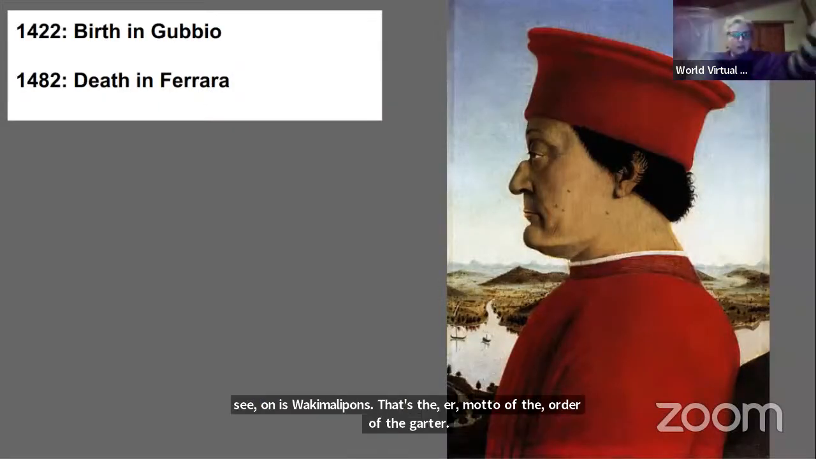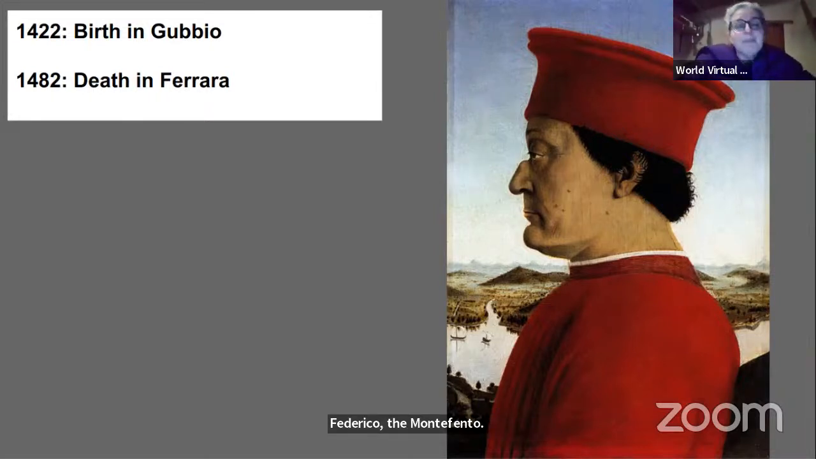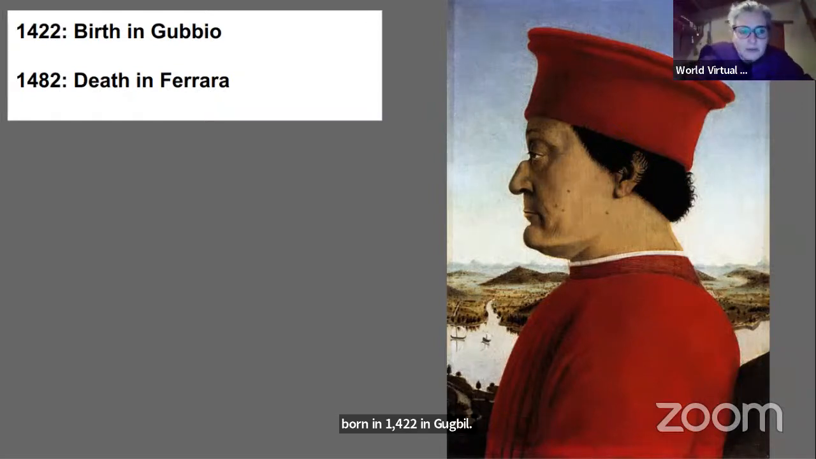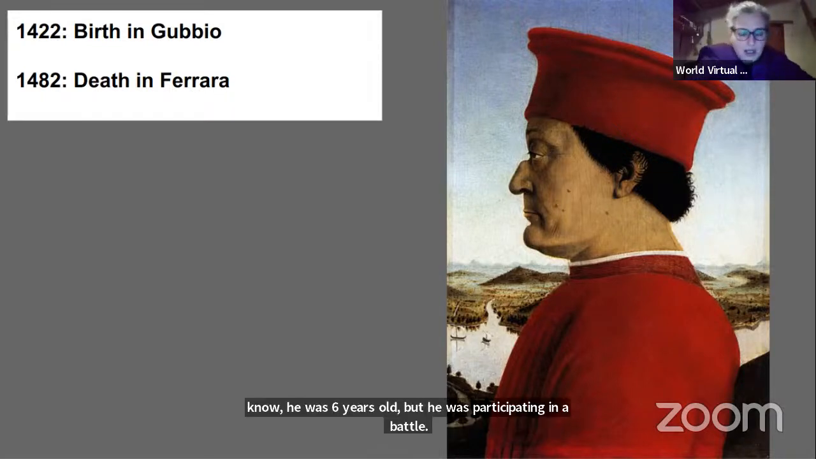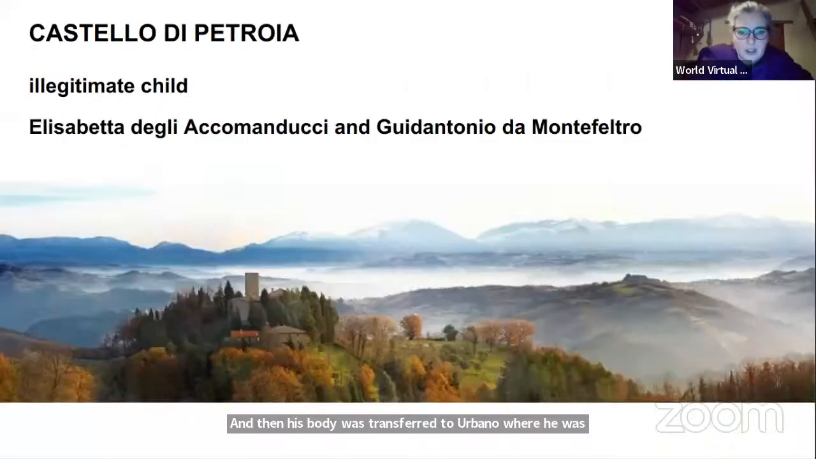Now, oh my goodness, time flies by. I'm not ready yet, but here we see some information. Federico da Montefeltro was born in 1422 in Gubbio. Gubbio today is in Umbria, but it was part of the Duchy of the Montefeltro, of the Duchy of Urbino. And he dies in 1482 in Ferrara after a battle. So he was 60 years old, but he was participating in a battle. He got ill. He was not wounded, but he got ill, probably malaria or something, and he died in Ferrara. Then his body was transferred to Urbino, where he was buried. So that's the time frame we are working at.